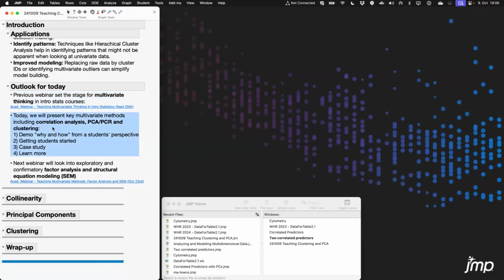Today, we will look at the two key methods, PCA, principal components, and clustering. And we will also look at the problem of collinearity and correlation analysis in JMP. For all of these topics, I would like to show you how to demonstrate the why and the how, typically to a student audience.